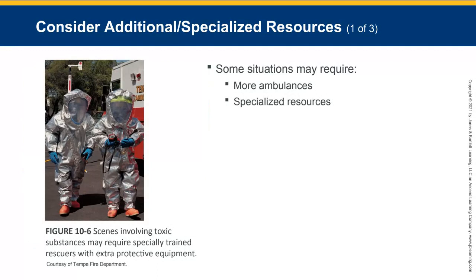So when it comes to a scene size up, we need to ensure that the scene is safe. We need to consider the mechanism of injury or nature of illness. We need to take standard precautions. We need to determine how many patients we have. And if we have multiple patients, do they exceed our available resources? And finally, we need to consider additional or specialized resources. So some situations may require more ambulances or specialized resources.